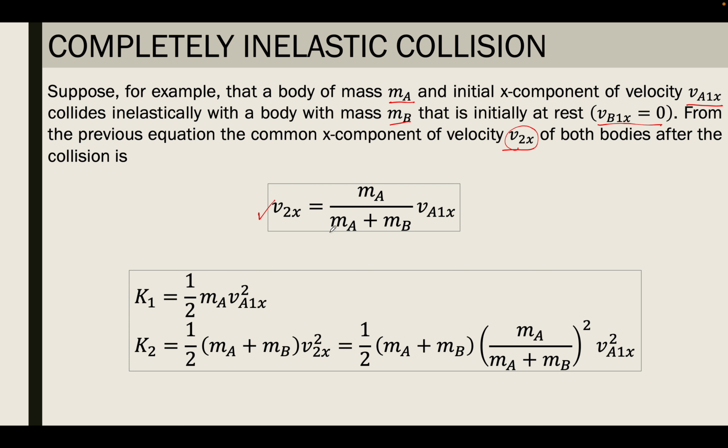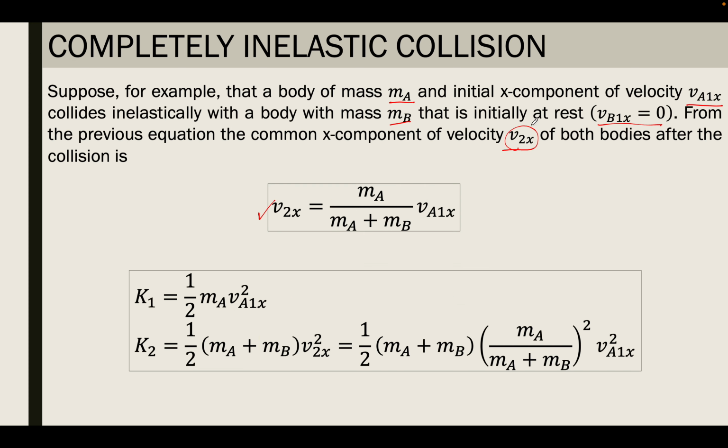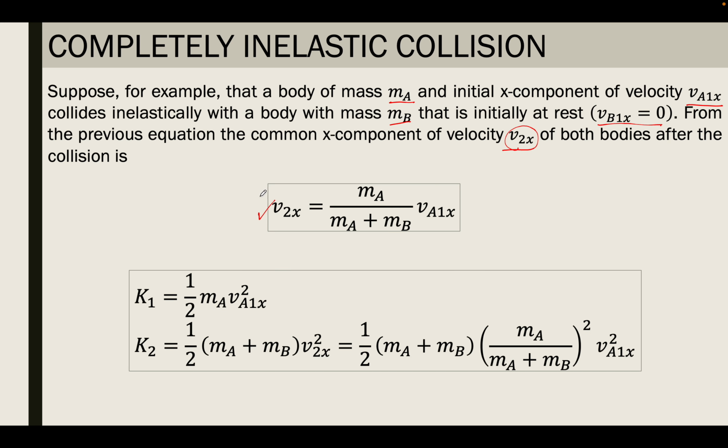So this equation comes from the conservation of momentum equation. But since vB1x is 0, this term becomes 0. That's why, when we are asked to solve for v2x, we will arrive at this equation.